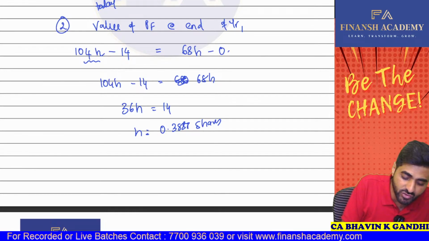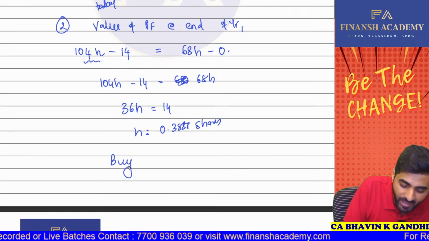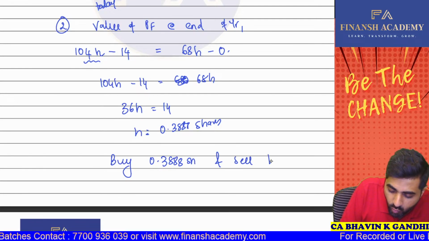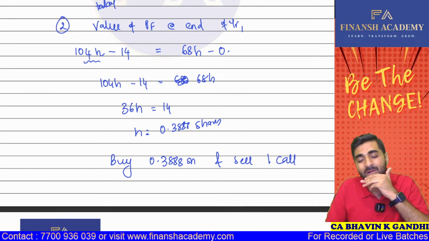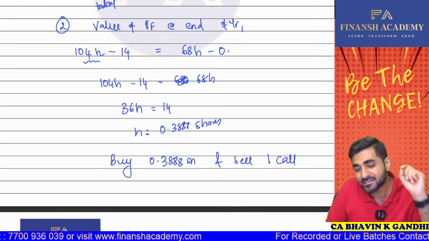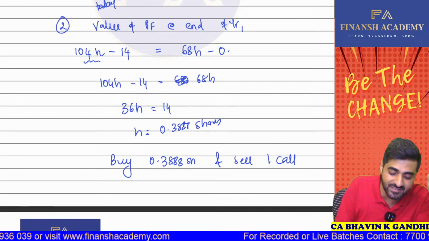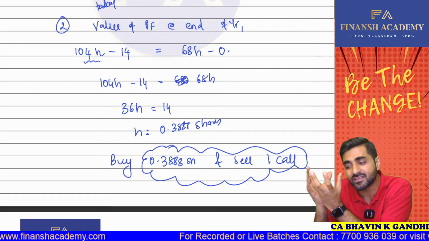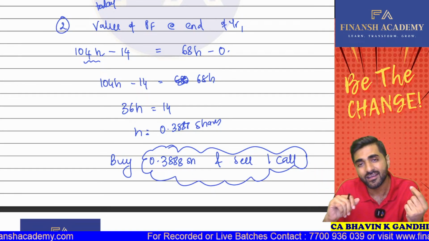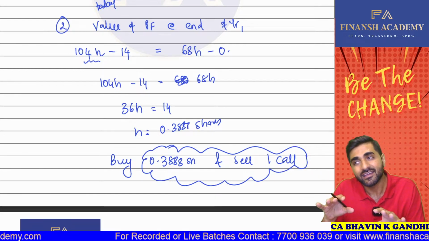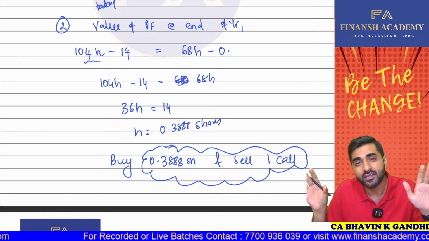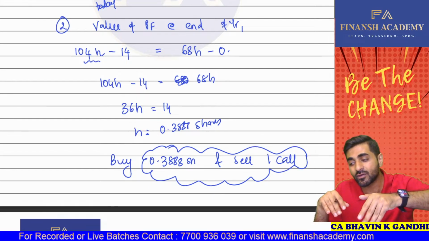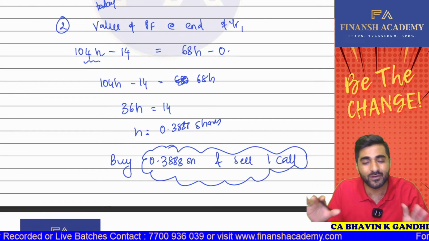So you know what is the meaning of this? The meaning of this, my dear students, is we should buy 0.388 shares and sell one call. So this is what we are going to do in your riskless model. This is the perfect hedge situation where we buy 0.388 shares and sell one call. When we do that, automatically the portfolio will become risk free. Whatever the value of the portfolio towards the end, whether the price goes up or comes down, the value of the portfolio is going to be the same.